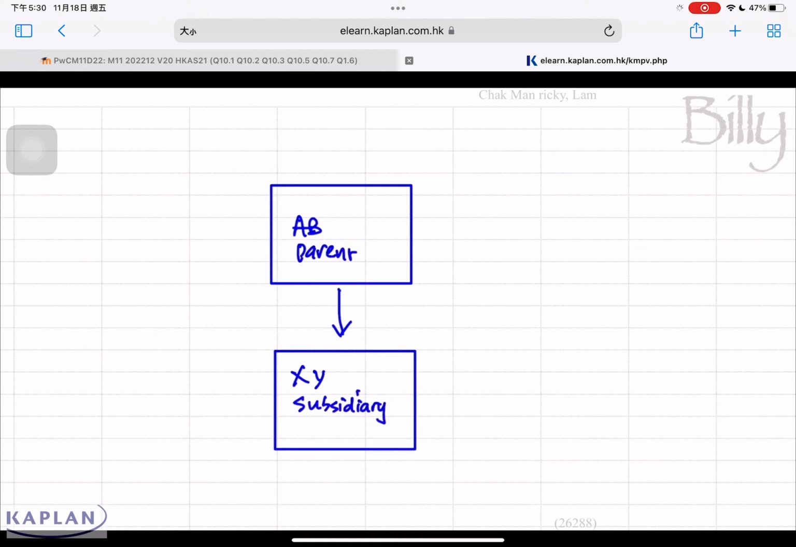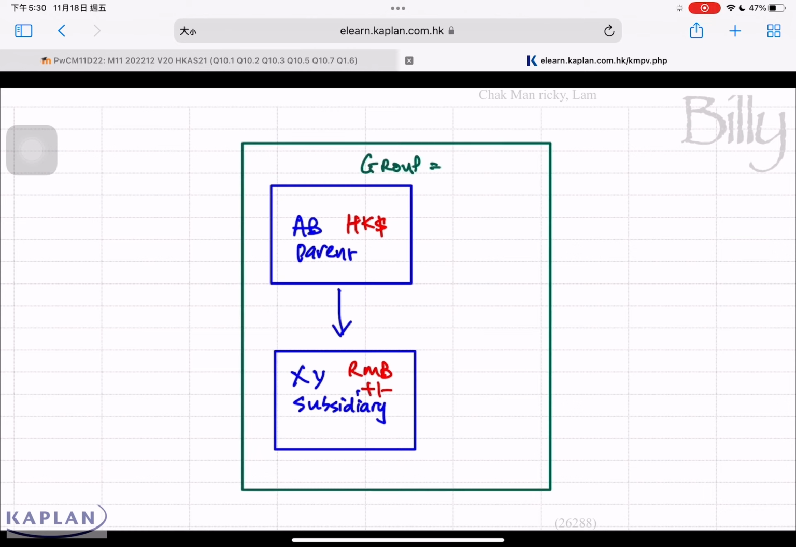The parent functional currency is Hong Kong dollar, and the functional currency of XY maybe is renminbi. If there's any transactions, it will be plus minus in renminbi. We have to prepare the group account. The group account is in Hong Kong dollar. Normally that's the case. Do we still consolidate? We still have to consolidate as long as you have control.